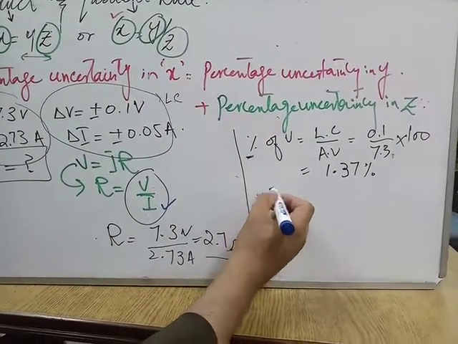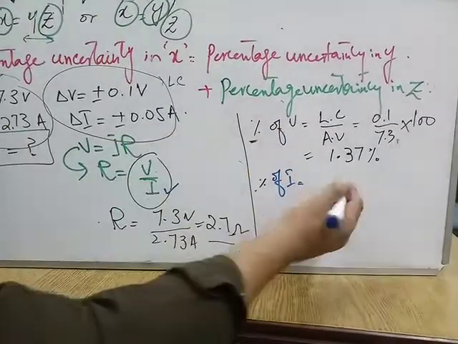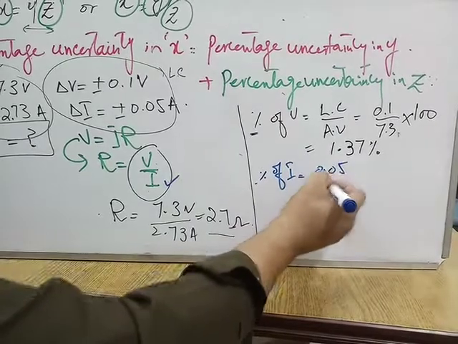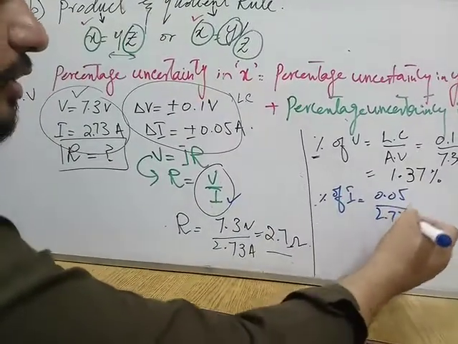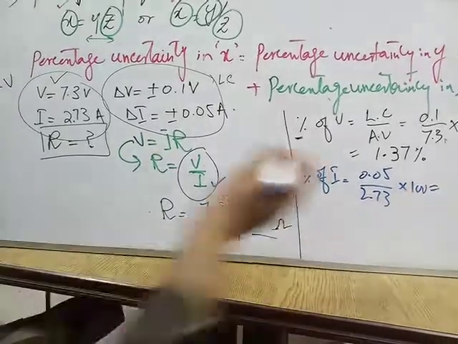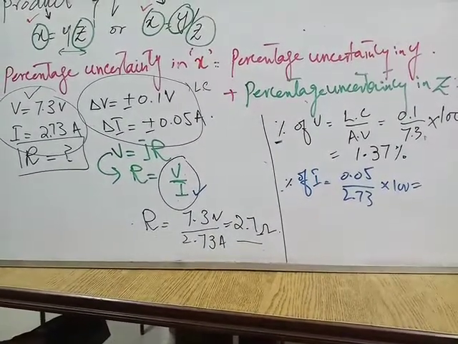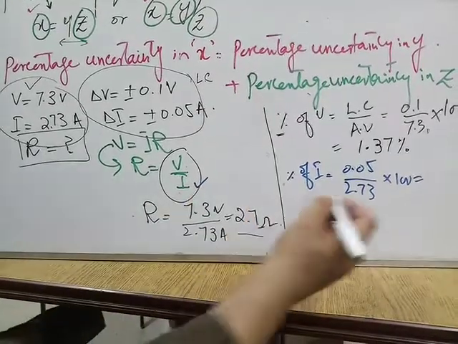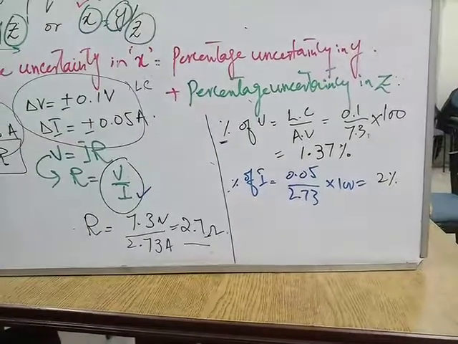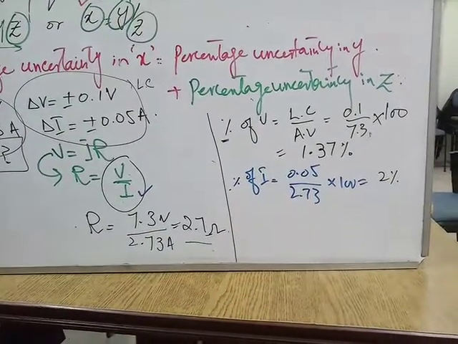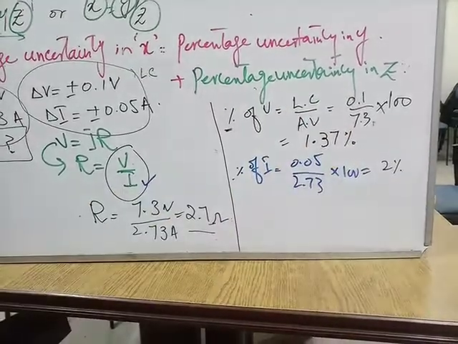Now I am going to solve the percentage uncertainty in I. Just remember this formula: the least count, 0.05, divided by 2.73, and if I multiply this by 100, I get the percentage uncertainty, which is almost equal to 2%, not completely equal. This is 1.97. You can calculate this, so I can say this is nearly equal to 2%.